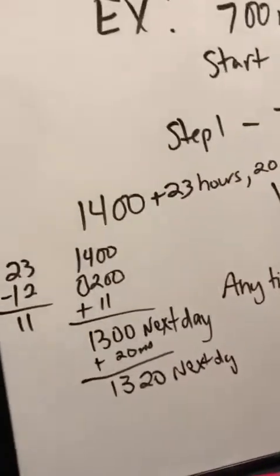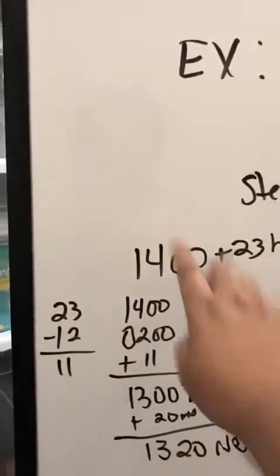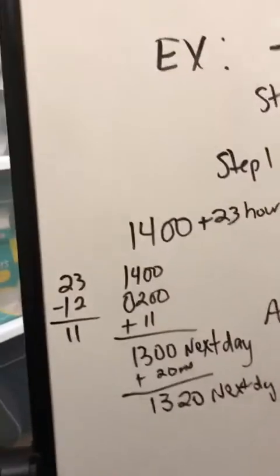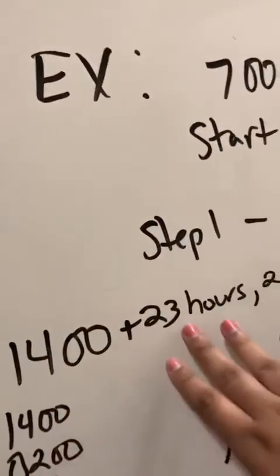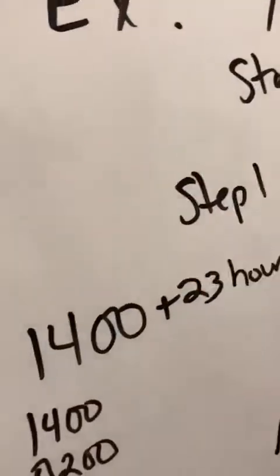So as I was saying, you want to add 23 hours and 20 minutes to your start time of 1400. Now, you don't have to do this. It can stop right here, 1400 plus the 23 hours and 20 minutes, and you can add it the way that you see fit.